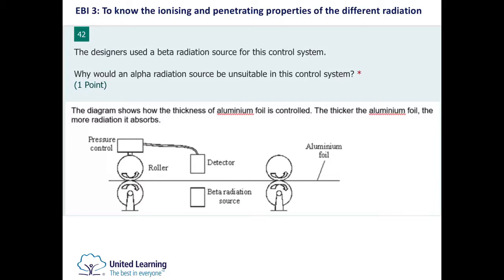The diagram shows how the thickness of aluminum foil is controlled. The thicker the aluminum foil, the more radiation it absorbs. The designers used a beta radiation source for this control system, and you can see that over here. Why would an alpha radiation source be unsuitable in this control system? So we're going to be looking into alpha radiation and recall the properties of an alpha radiation and see why it's not suitable for this control system. So let's have a look at a couple of responses that I've got.